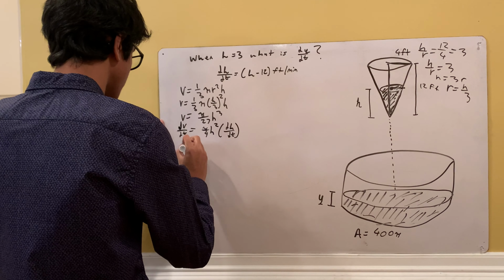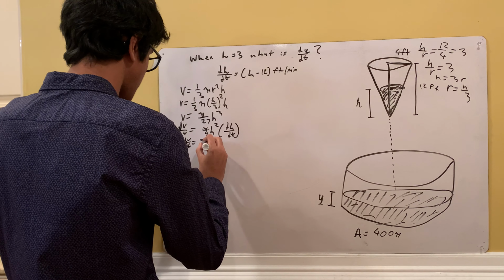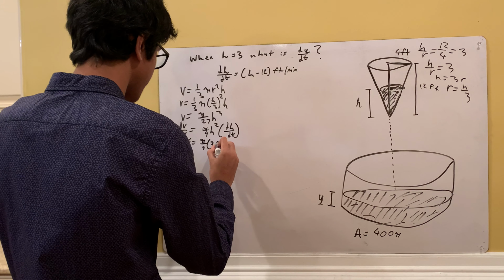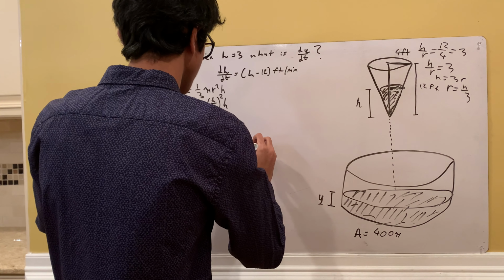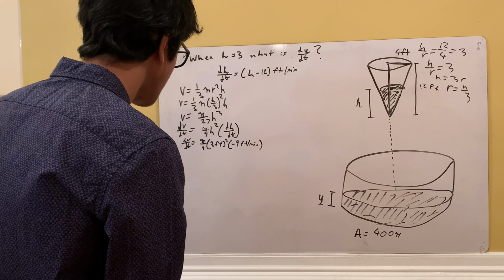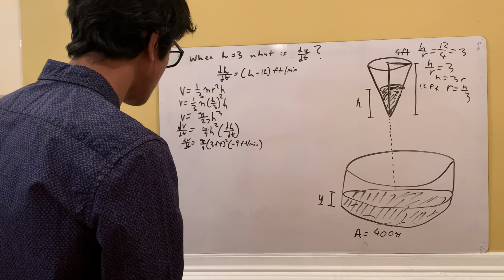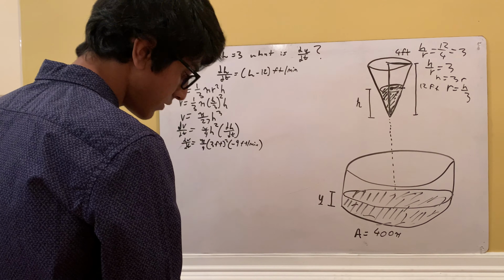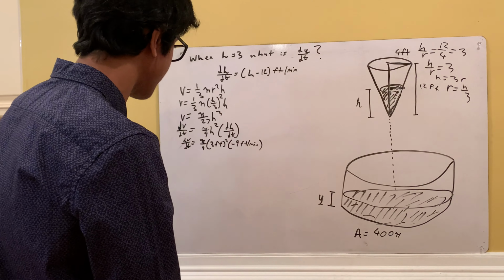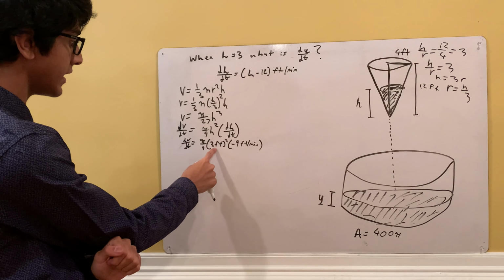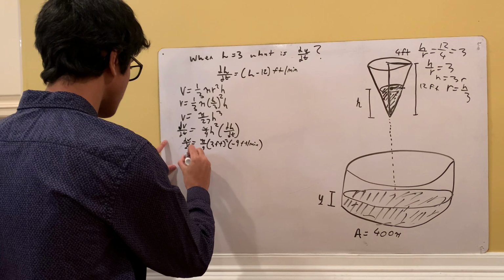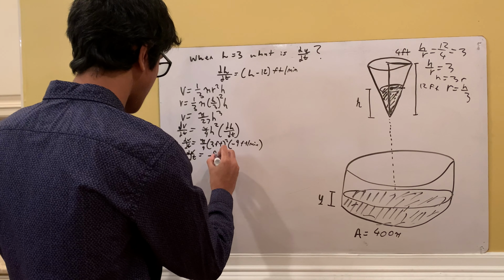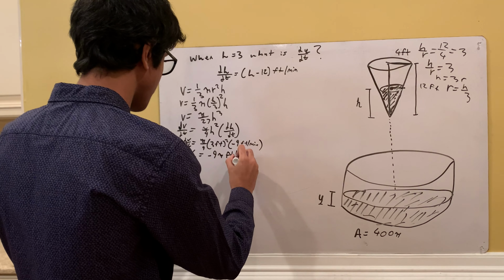Okay, so dv over dt is equal to pi over 9 times 3 feet squared times negative 9 feet per minute. The way this simplifies is that we end up just getting negative 9 pi, because if you square this 3, we get 9, and then 9 divided by 9 just turns into 1, and then it'll be pi times negative 9. So we get dv over dt is equal to negative 9 pi feet per minute.